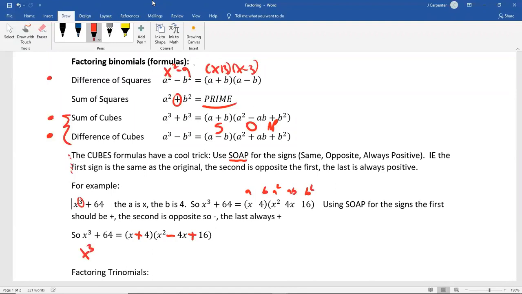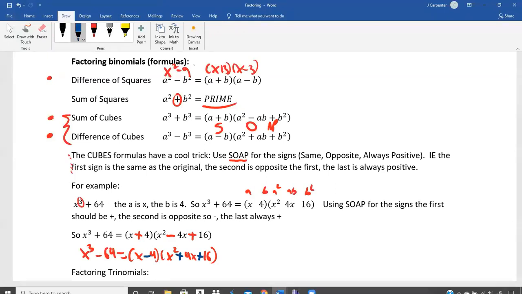So if we had x cubed minus 64 instead, that was a minus, it still would have gone x, 4, x squared, 4x, and then b squared, the 4 squared is 16. That is exactly the same. But what would be unique is these signs would be different. The first would be the same as the original, so minus. The second would be the opposite of the original, so plus. The third would be always positive.